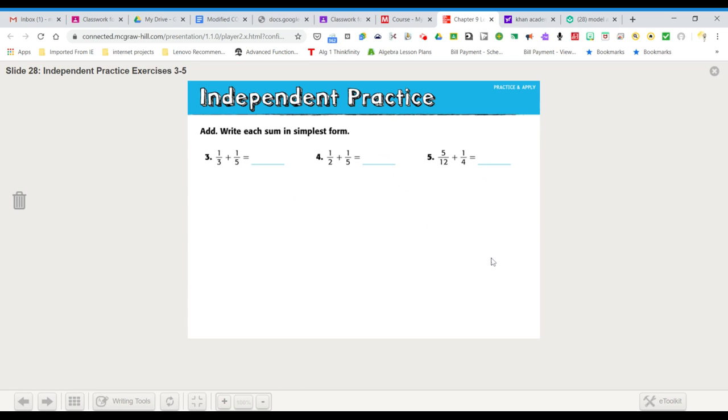Your assignment is the independent practice pages, front and back, and you can take a picture of that, email it to me, or you can open up a Google Doc, share that document with me, and write your answers in there. That's fine either way. Whatever you like to do.